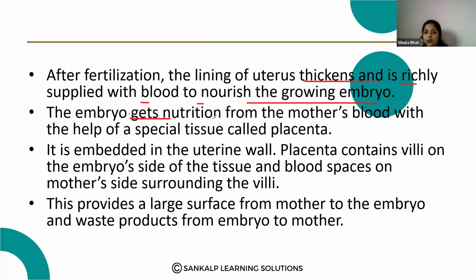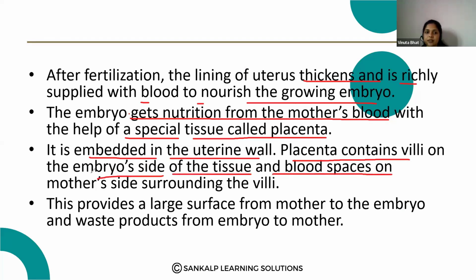The embryo gets nutrition from the mother's blood with the help of a special tissue called the placenta. It is embedded in the uterine wall. The placenta contains villi on the embryo side of the tissue and blood spaces on the mother side surrounding the villi. This provides a large surface for the transfer of nutrients from mother to embryo and of waste products from the embryo to the mother.